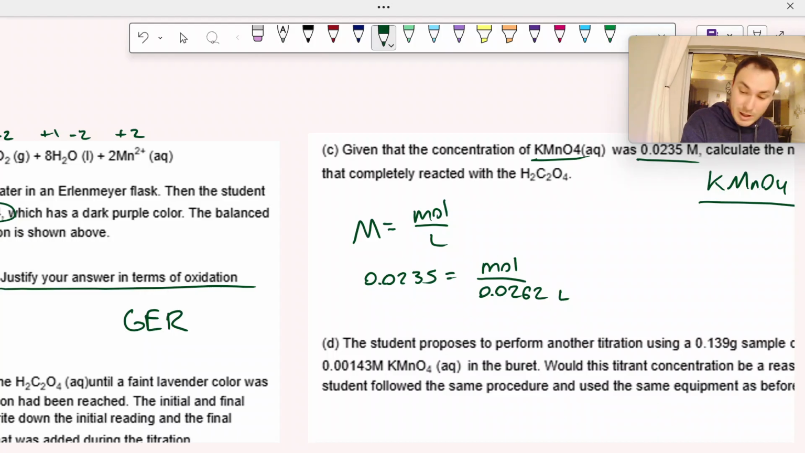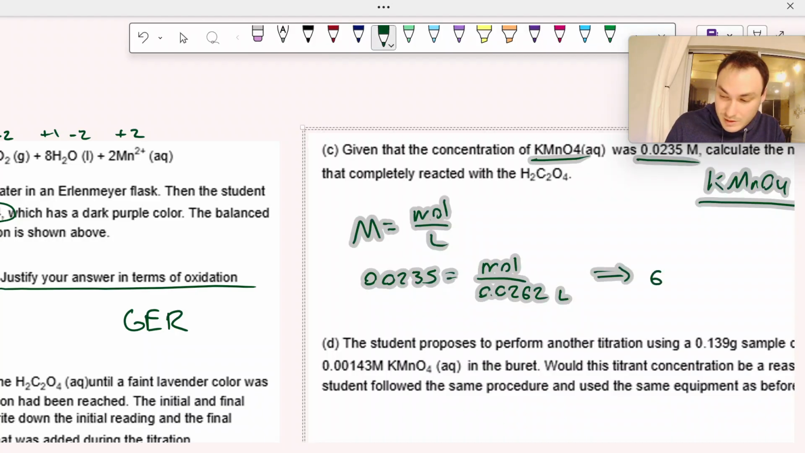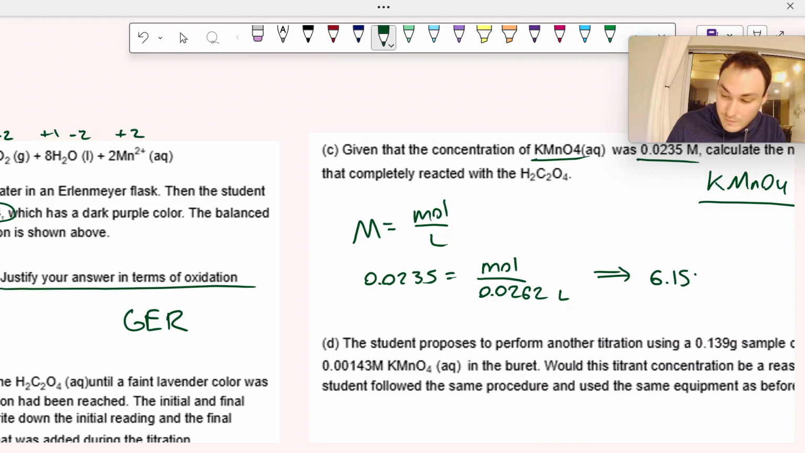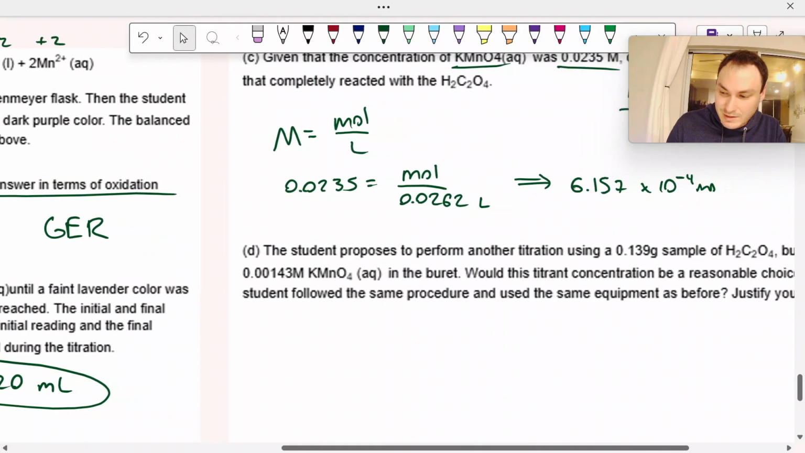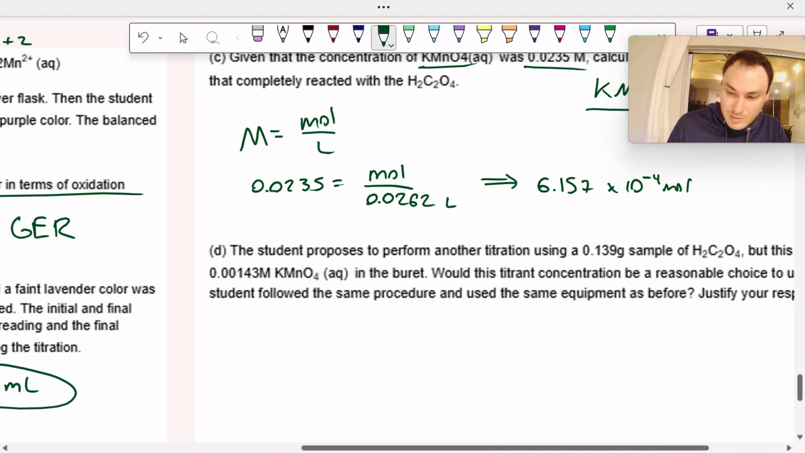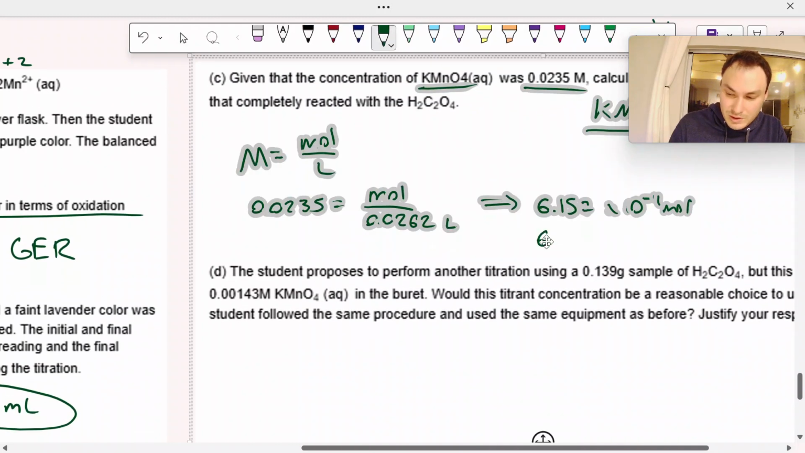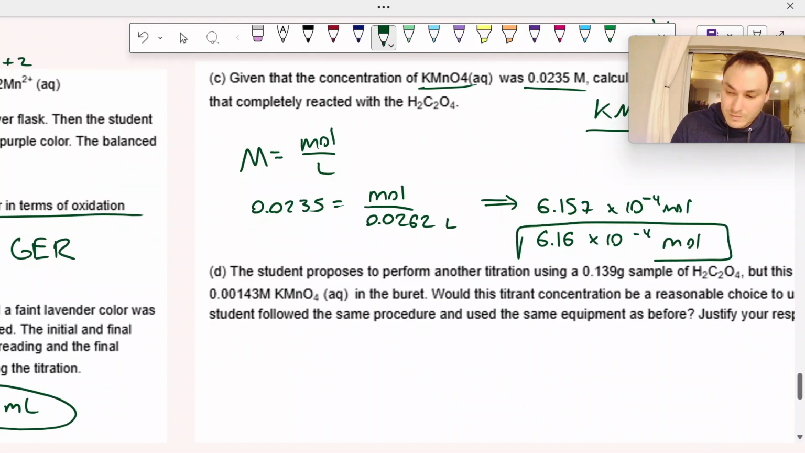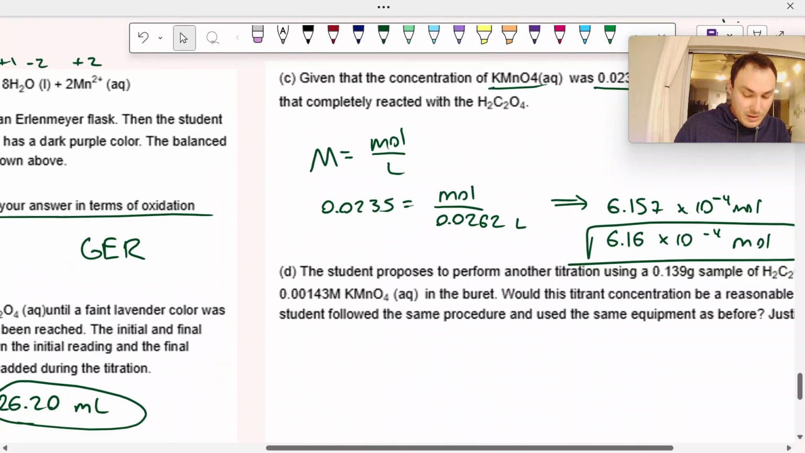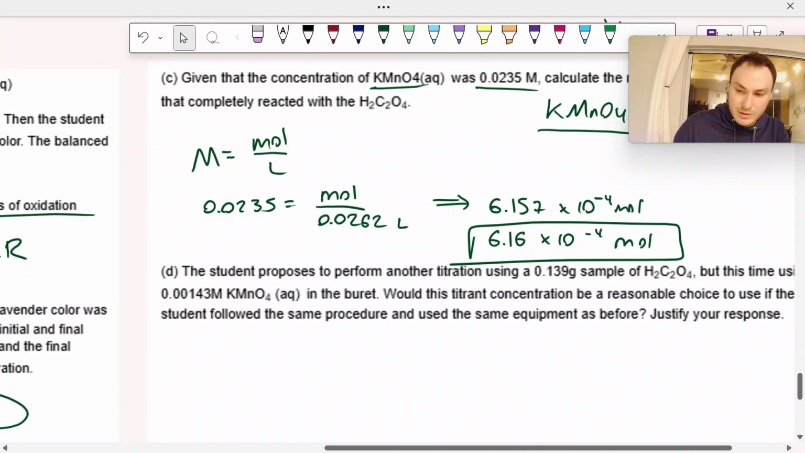So 0.0235 multiplied by 0.0262, we get a mole value of 6.157 times 10 to the negative fourth mole. Rounding to sig figs, it is going to be 3 sig figs, so 6.16 times 10 to the negative fourth moles. Is that right? Moles over liters, yeah.